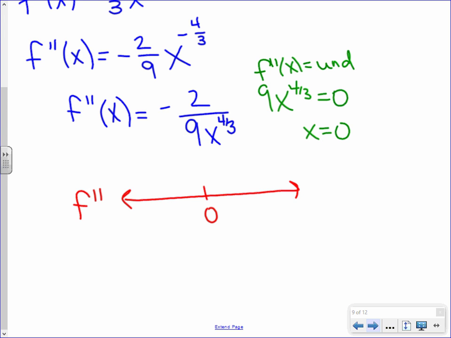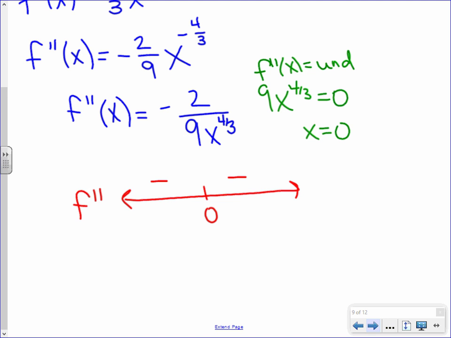Do you agree? So if we plug in like a -1, what is the value of our second derivative going to be? Positive or negative? Well, negative, because there's a negative sign. So x will be a positive number, but it's -2 over 9 x to the 4/3. What about if we plug in something above 0? What's the value of our derivative going to be? Still negative.